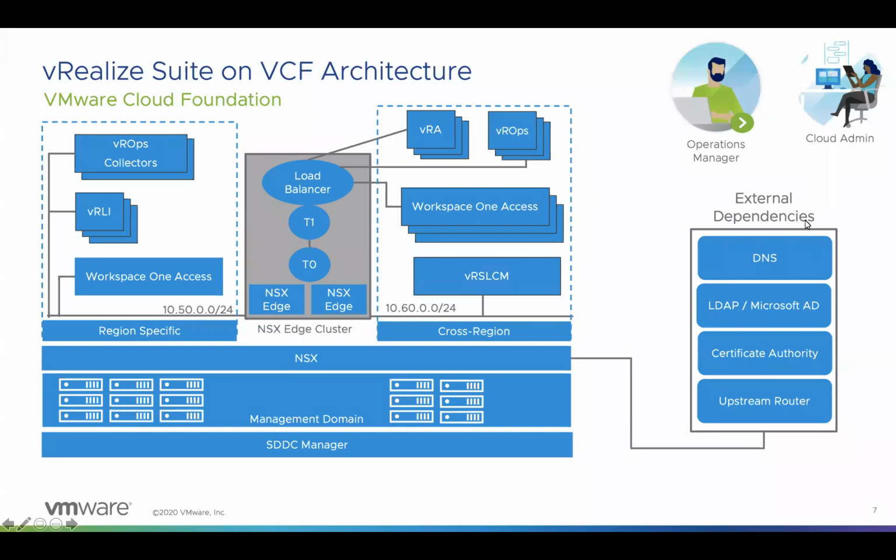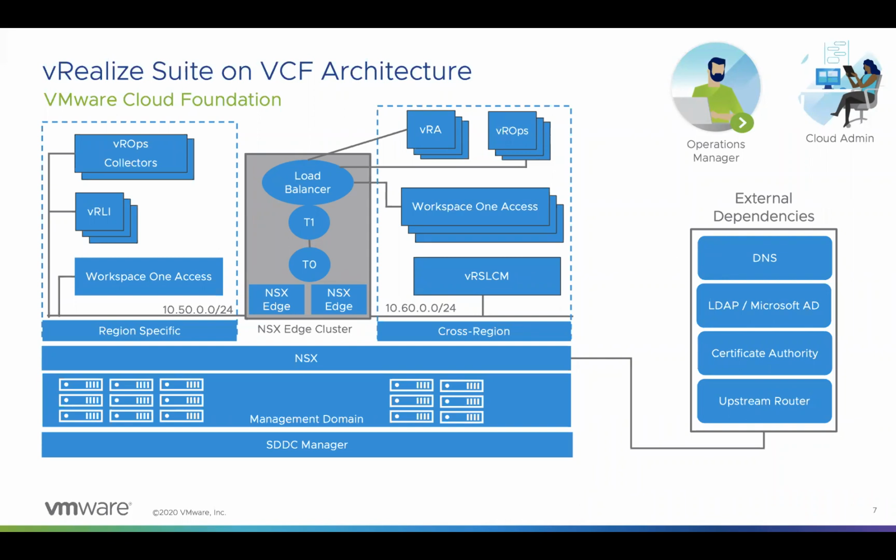Also, you can see on the right side the external dependencies. Those are the shared services that you need to have before we deploy: DNS, LDAP, and a certificate authority. The CA is not compulsory, but if you practice security, we recommend having a signed CA so that it can provide secured communication between client and server. We also need the upstream router, so that this data center can talk to the outside world, or people from outside can access your application running within this data center.